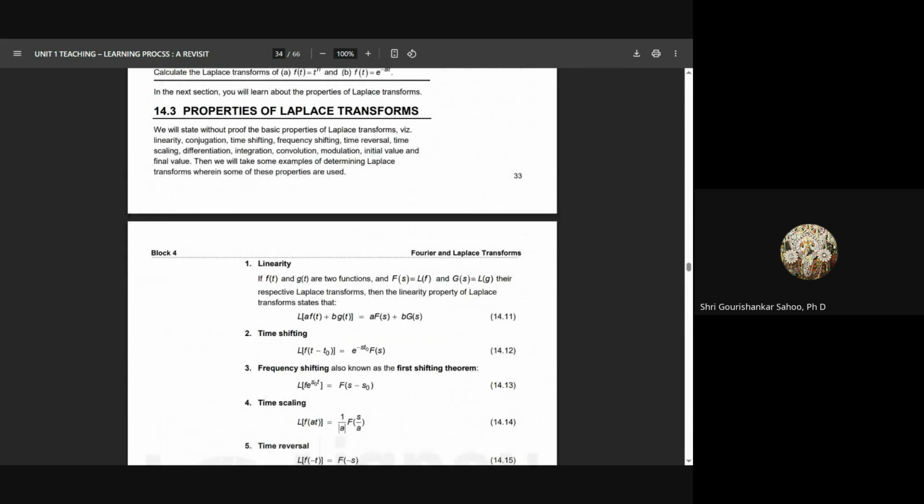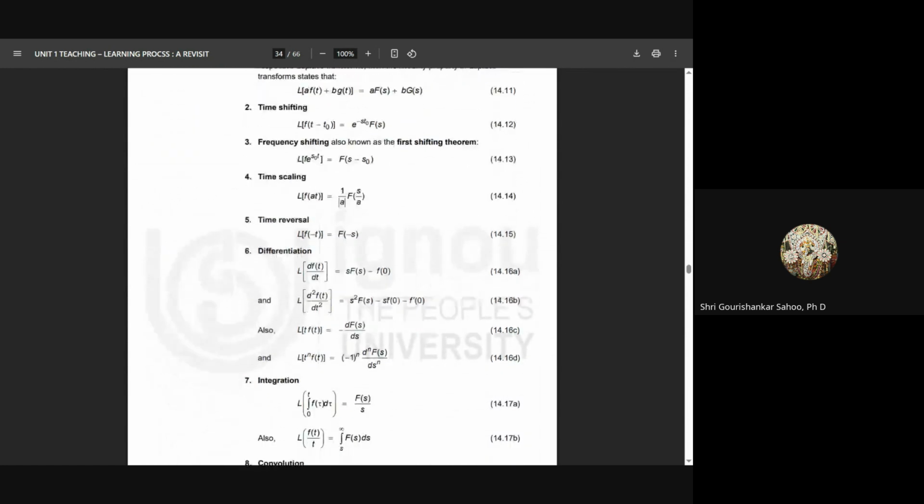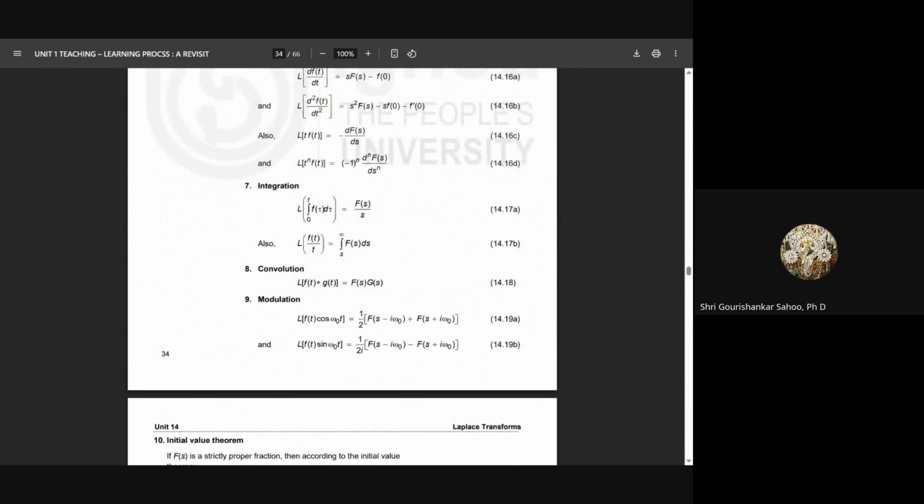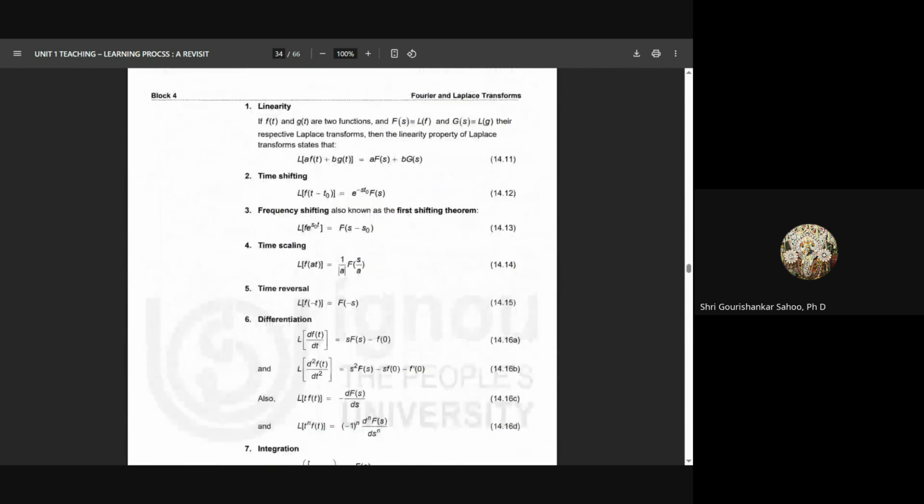So Laplace transform has linearity, time shifting, frequency shifting, time scaling, time reversal, differentiation, integration, convolution, modulation, initial value theorem, all these things. So what is linearity? If f(t) and g(t) are two functions and F(s) and G(s) are their respective Laplace transforms, then the linearity property states that L{af + bg} is equal to aF(s) + bG(s). Then time shifting: L{f(t minus t0)} is equal to e to the power minus s t0 F(s).